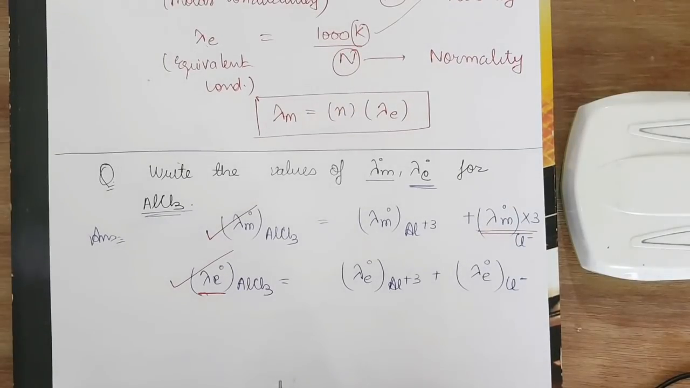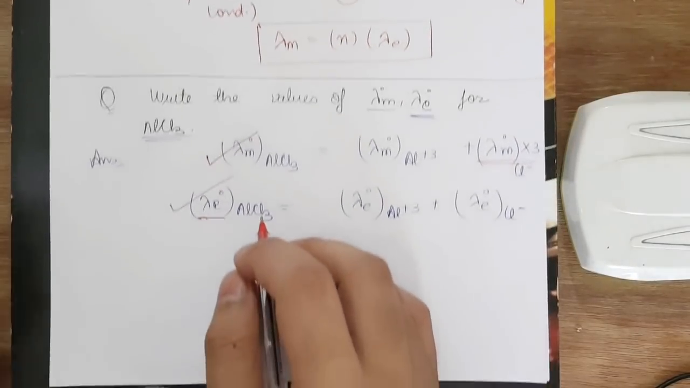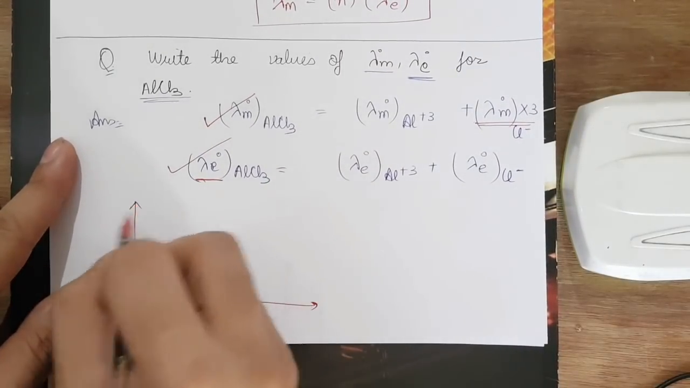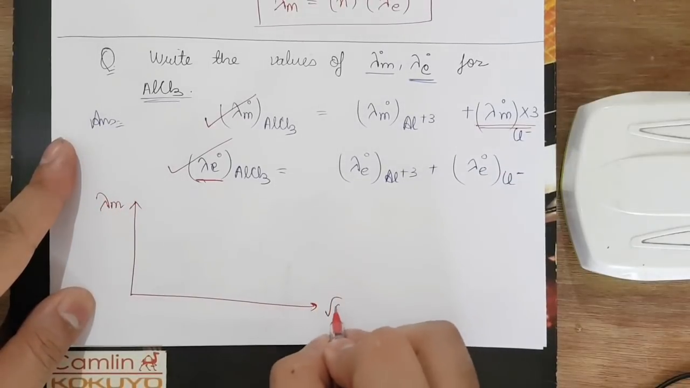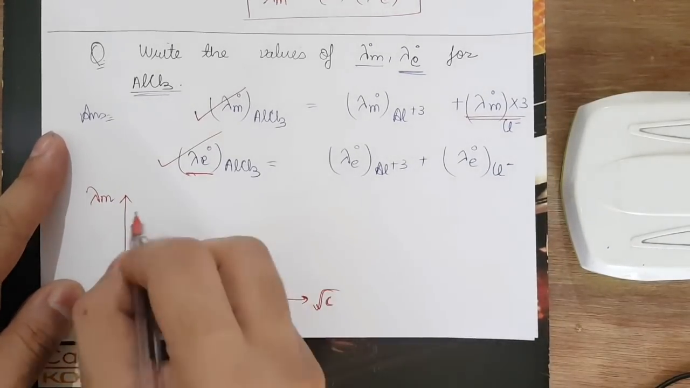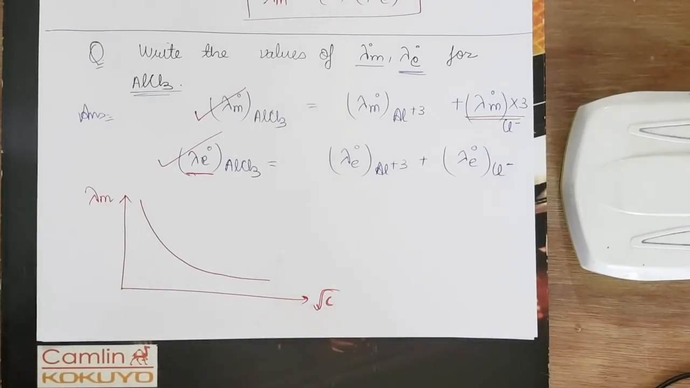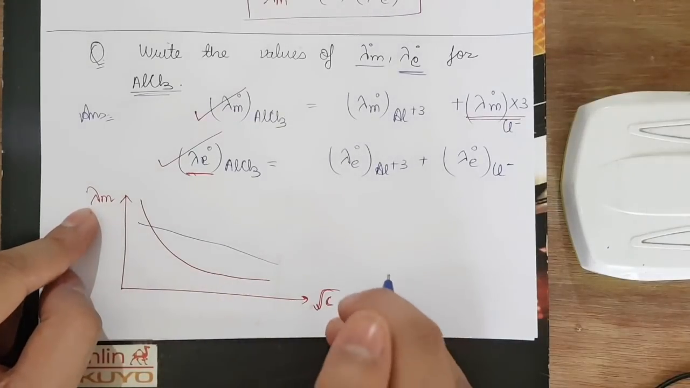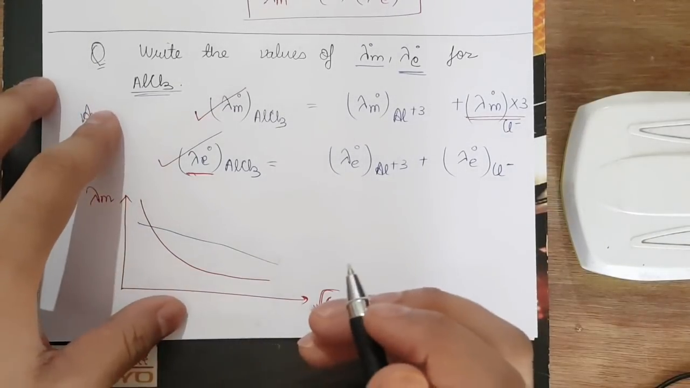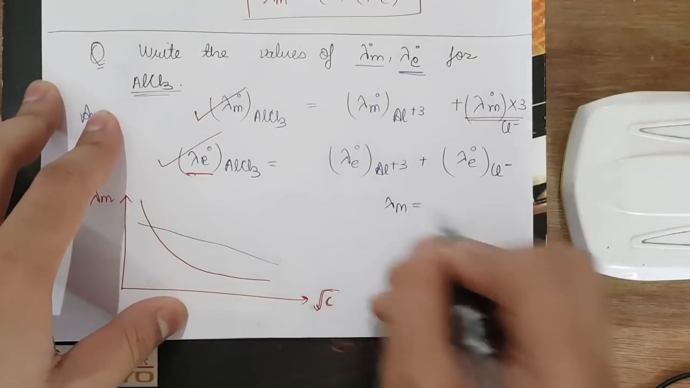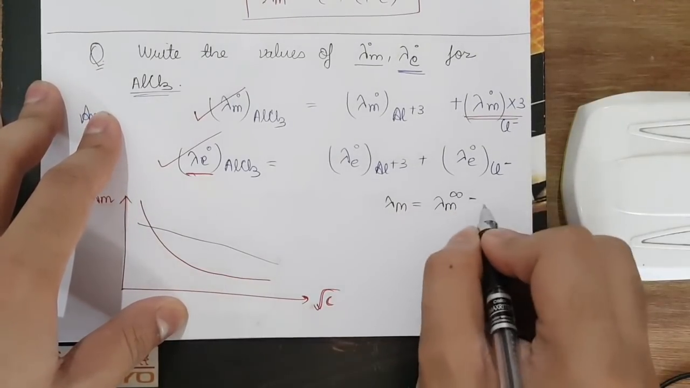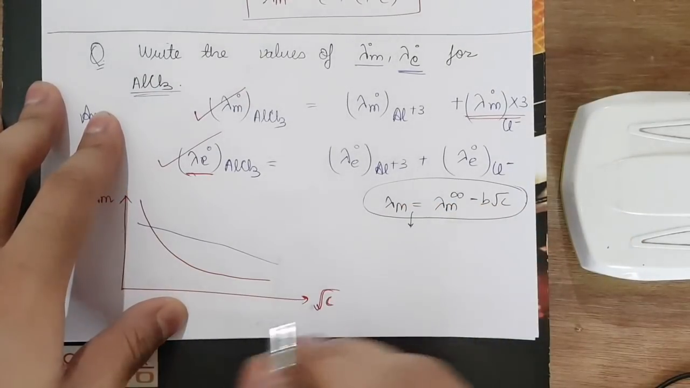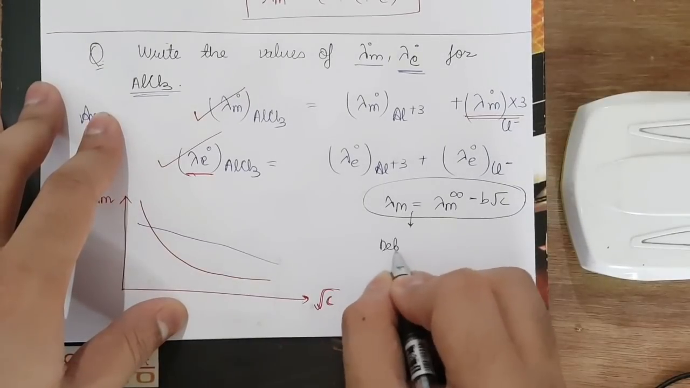Now the very important law where the question has been asked, let me draw the graph for you. This graph is very important. We have the lambda m versus root C graph. Let me draw one line with the red color. Now this is the graph between lambda m and root C. There is a very important law given by Debye and Huckel, that lambda m is equal to lambda m at infinity minus b root C, where b is a constant. This was given by Debye and Huckel, a very important rule. I hope that this is clear to you.